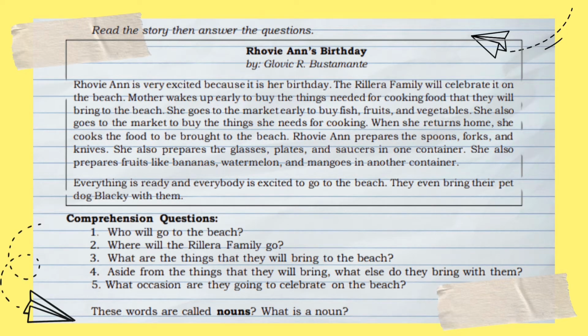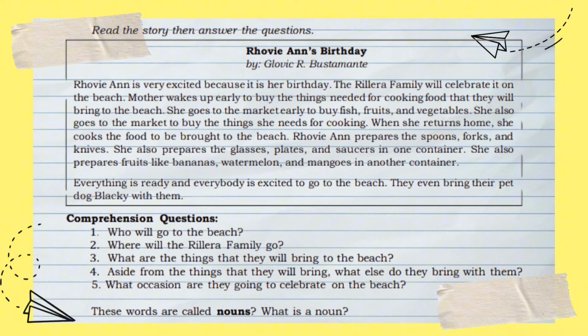Like spoons, forks, knives. So these were the things that Rovi Ann prepared, while her mother prepared the food that they're going to eat. She prepared the fruits, the vegetables, and a lot of food. So she even went to the market to buy fresh fruits and vegetables and even fish to be brought to their party.